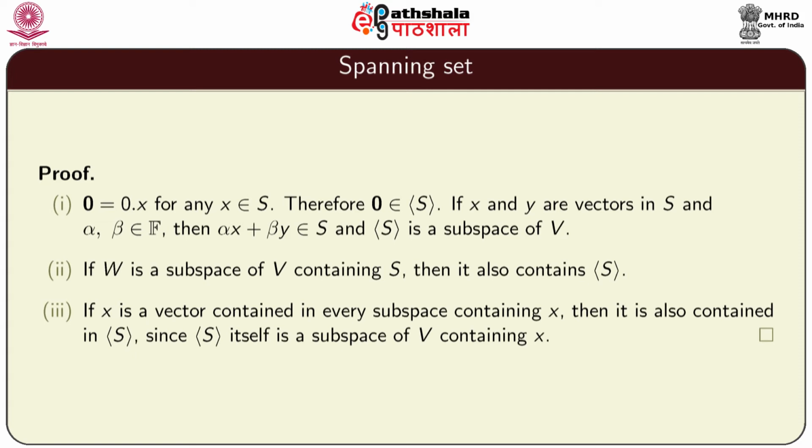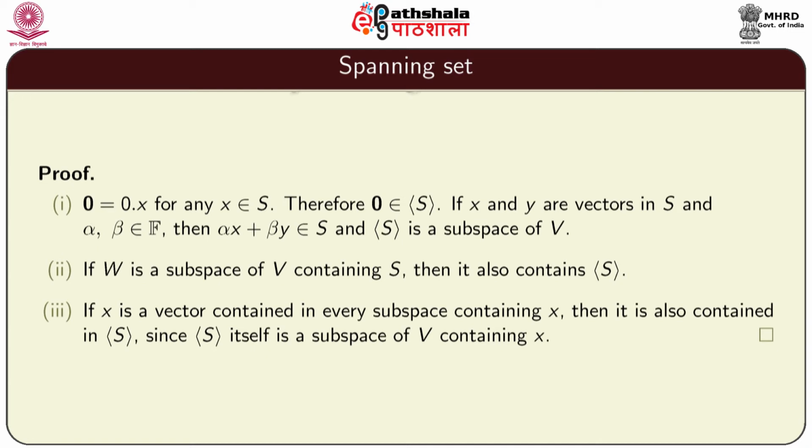Now, suppose that W is a subspace of V which contains the set S. If we can show that W contains span of S, then span of S, being a subspace itself containing S, has to be the smallest one in the sense of set inclusion. And why is it so that any subspace W containing S must contain span of S? It is because W must contain all the linear combinations possible from S, because W is a subspace itself and it contains the set S.